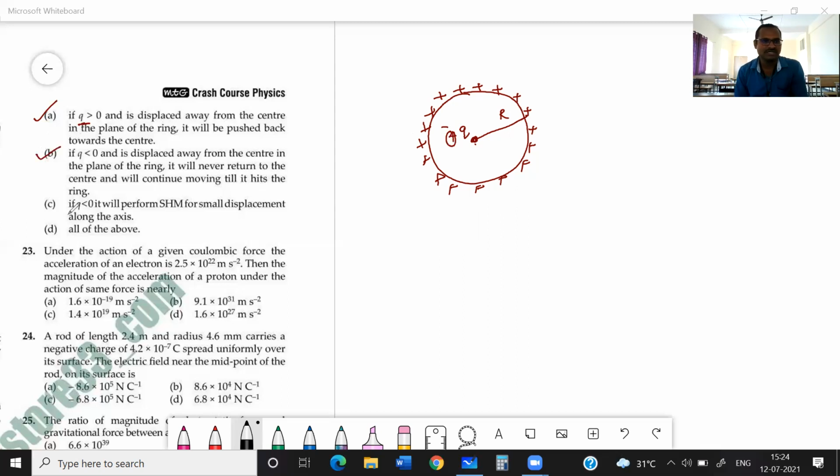Next, option C. If Q is negative, and it will perform SHM, simple harmonic motion, for small displacement along the axis. The ring is there along the axis. Till now, for options A and B, you displaced it in the plane. Now, if you displace it along the axis, what happens? It will move to that side, and due to the law of inertia, it will overshoot the center and go to the other side. Again it will come back. So like this it will perform SHM. Option C is also a right answer.